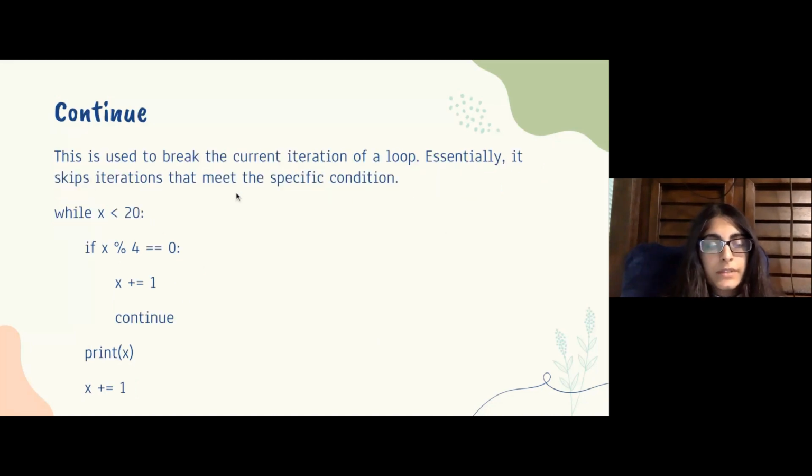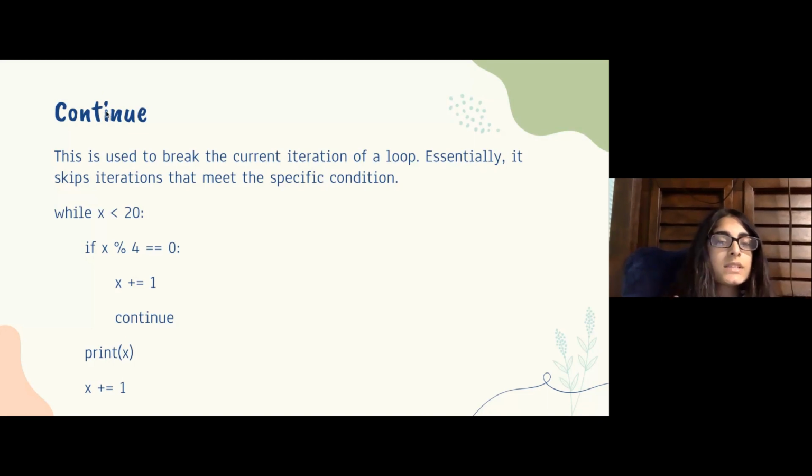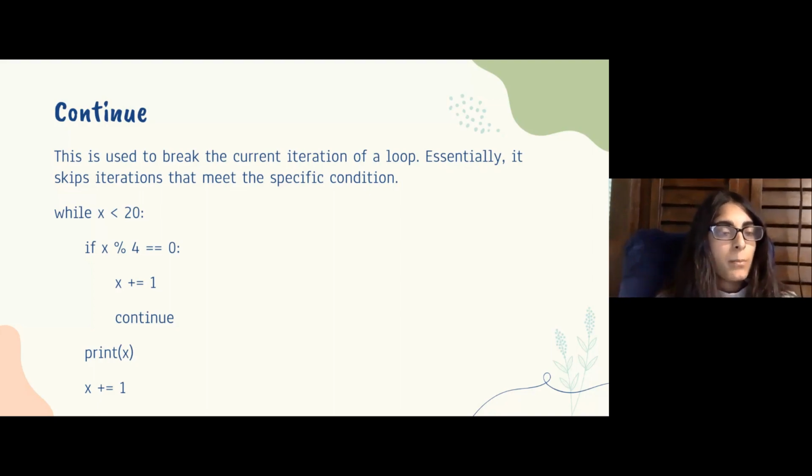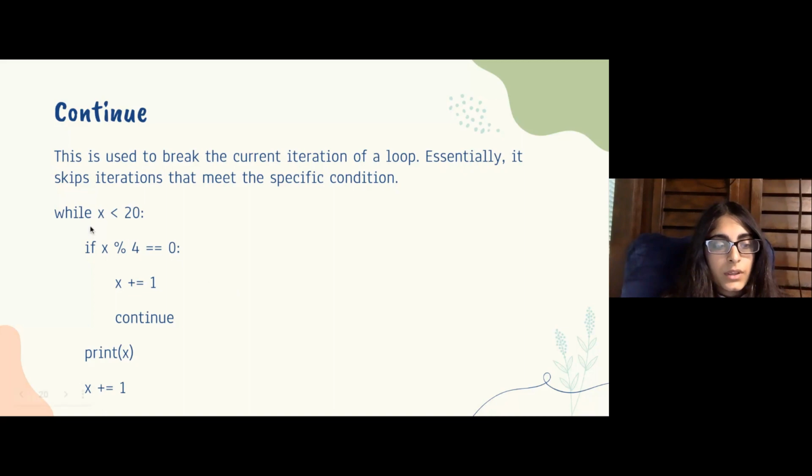Now we have a similar word called continue. It breaks the current iteration of the loop, but it doesn't break the overall loop itself. So here, when I get to number 4, 4 is less than 20, 4 is divisible by 4, and we're going to add 1 in this one so that the code doesn't get stuck being at 4.